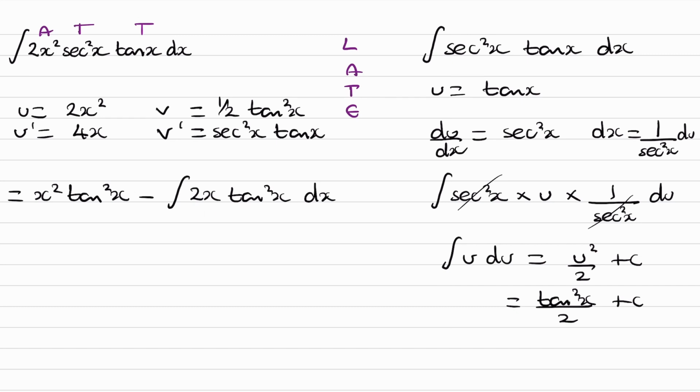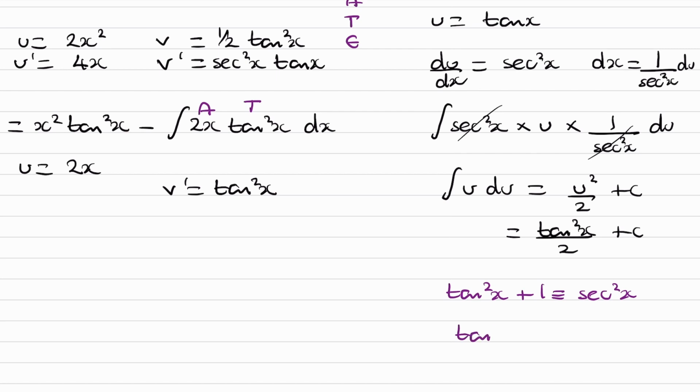We can set, using the LATE rule again, we have 2x being algebra, tan squared x being trig. So u is equal to 2x, v dash is equal to tan squared x, and we can't integrate tan squared x as it is. We have to use an identity. We have to use the identity that tan squared x plus 1 is sec squared x. So then tan squared x is equal to sec squared x minus 1. So let's rewrite the v dash as sec squared x minus 1.